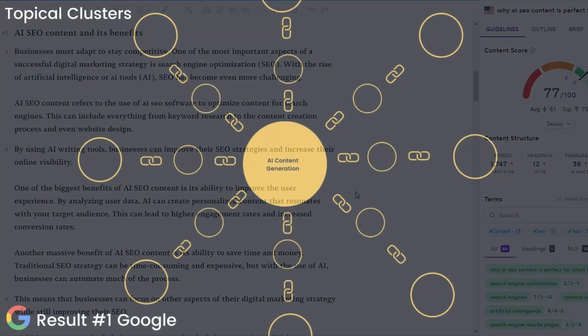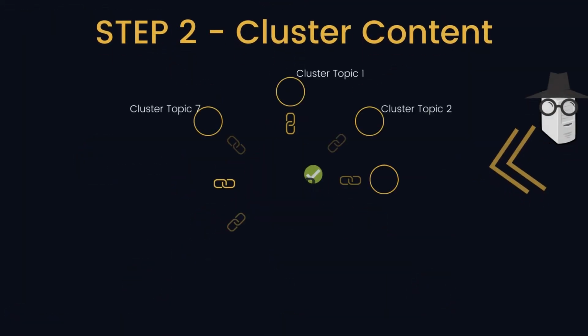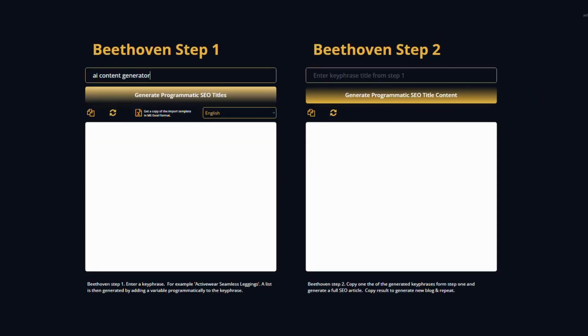So let's for a second assume that this has been done and we have our piece of content for a pillar article. Now we want to generate all our cluster content. We know the topic that our pillar content is around, so we're going to use that topic to generate our cluster content. And the best way of doing that is to use a tool like Beethoven, which is a module within Mango, and it's going to generate 100 titles based on our key phrase.